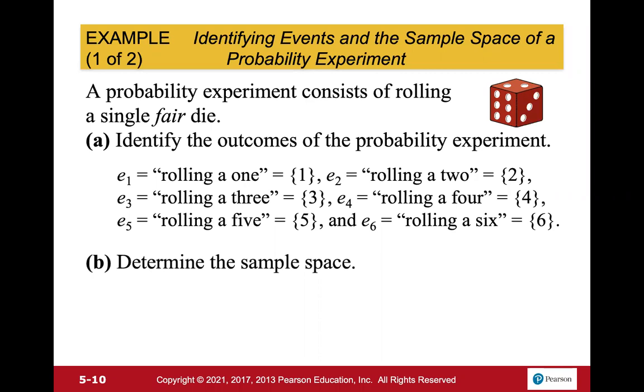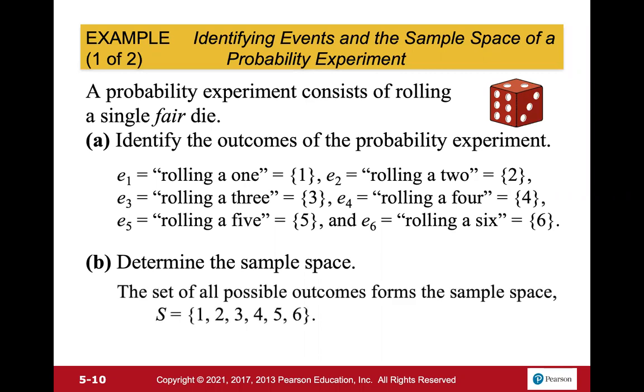And now determine the sample space. Remember, we said that there were 6 sides to a die. Our sample space is going to be 1 through 6, us counting each of the dots on the sides. So we have 1 dot, we have 2 dots, all the way up to 6 dots representing the 6 different sides of that die.